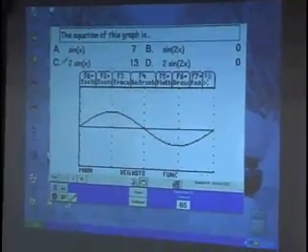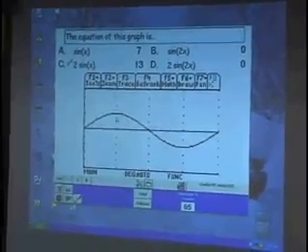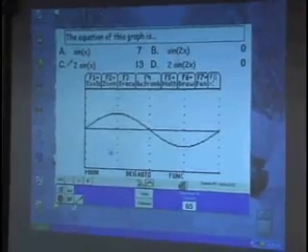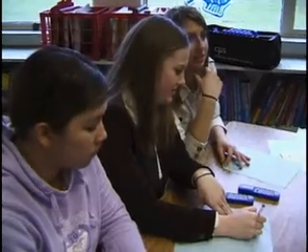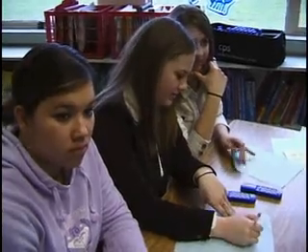Okay, so it would be 2 because the amplitude, all of the y values are by 1, right? So since it goes up to 2 for a maximum value, that's our amplitude.